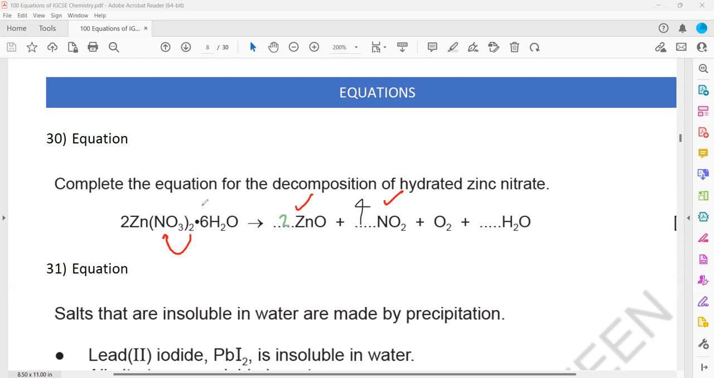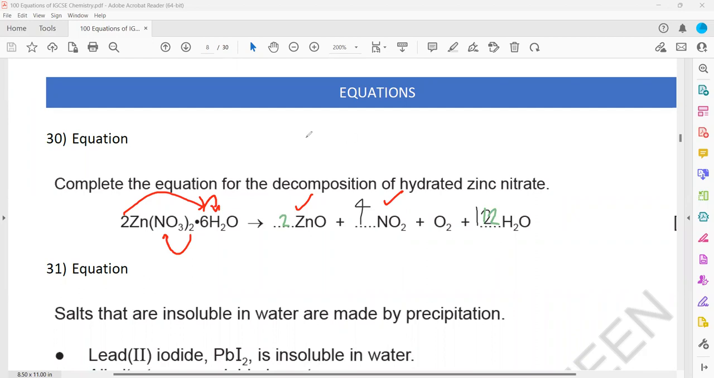Then what about hydrogen? How many hydrogens are there? This is 6 multiplied by 2, 12. And then 12 multiplied by 2 makes 24. So we want 24 hydrogen. So it should be 12 there. Now this equation is balanced in terms of all the elements. Is it clear, this one?